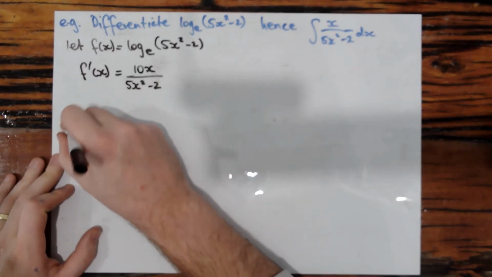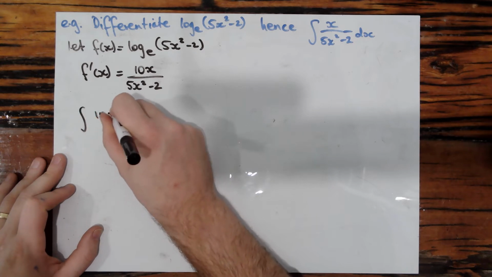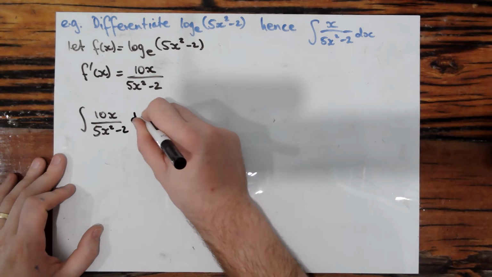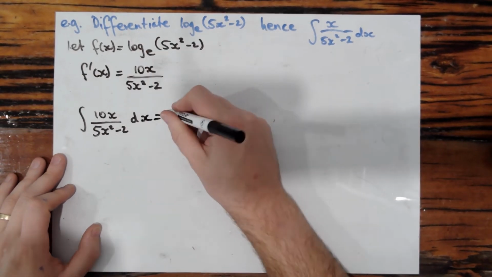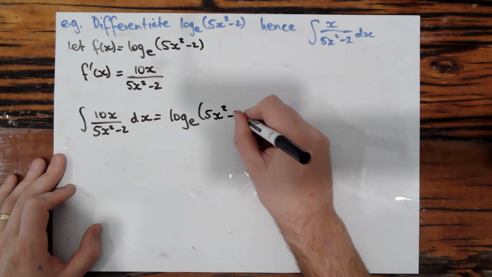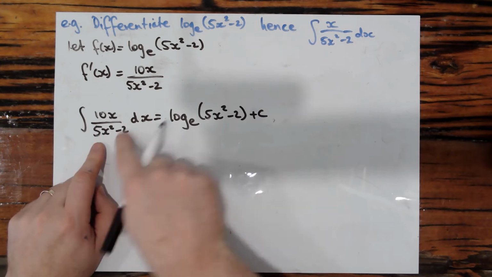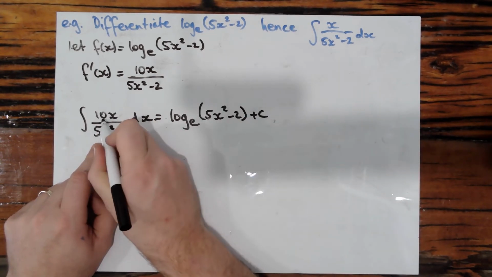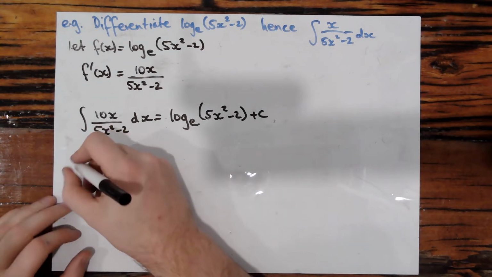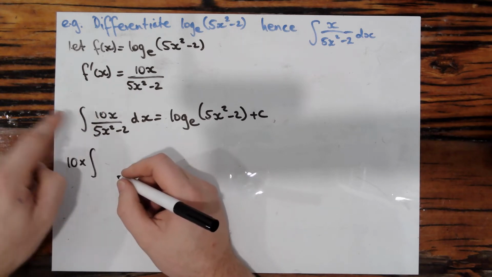What we're going to do is set up this equation where we integrate 10x on 5x squared take 2 dx, and set that equal to our original function, log to the base e of 5x squared take 2 plus c. We can see that we're close. This is similar to this, but we've got this 10 here. This is 10 times bigger than what it needs to be. But we know from our laws of integration that we are allowed to bring this factor of 10 out the front.